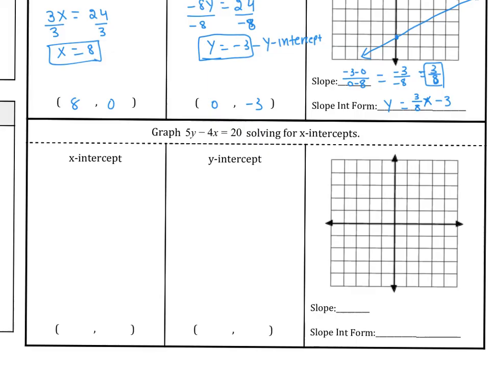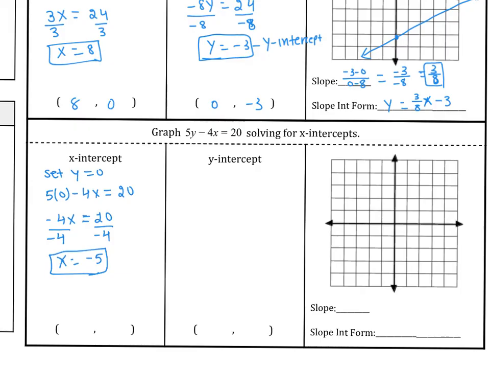For the next problem, 5y minus 4x equals 20. You're going to solve for x-intercept and y-intercept. So for the x-intercept, you set y equals 0, and 5 times 0 minus 4x equals 20. Then negative 4x equals 20. Divide by negative 4 on both sides. You're going to get x equals negative 5. So x is negative 5 and y is 0.